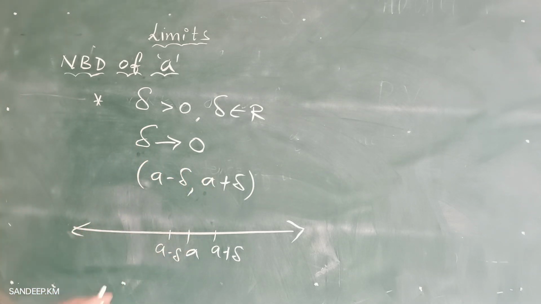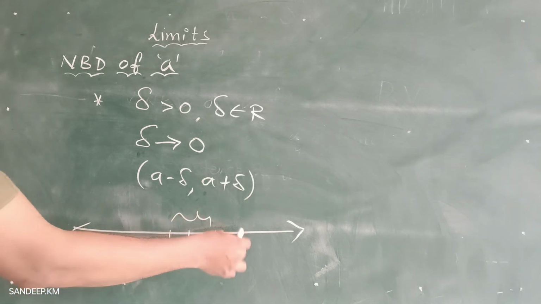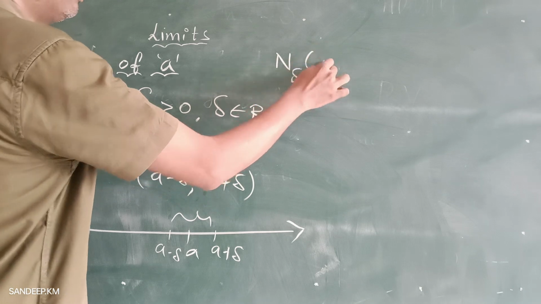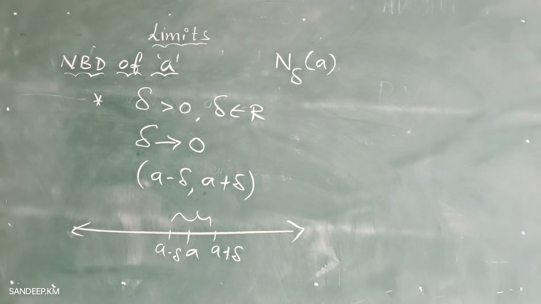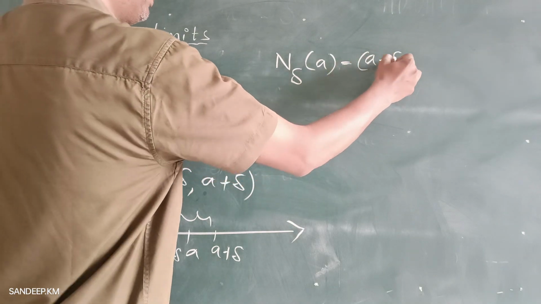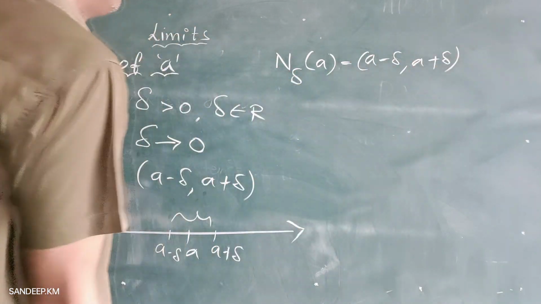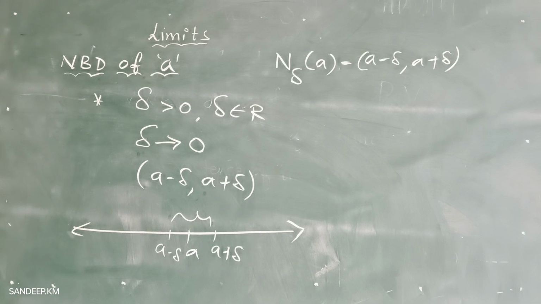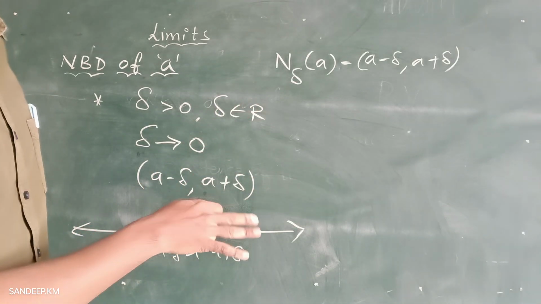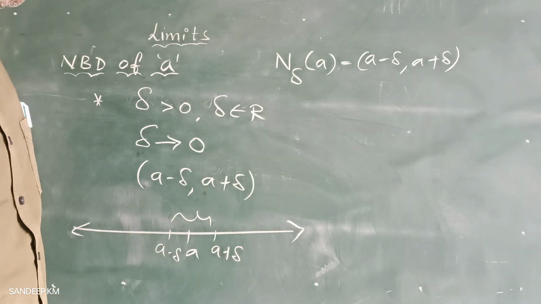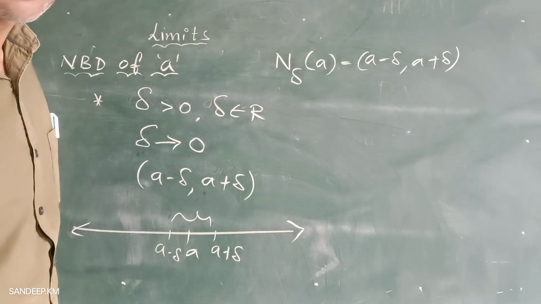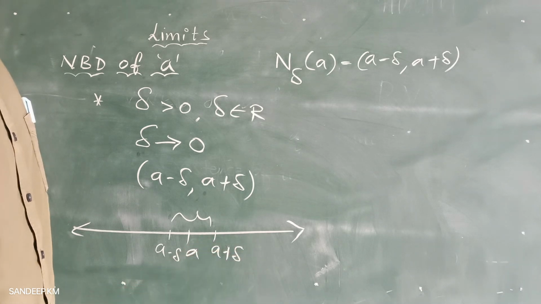Now this particular interval is called the neighborhood of a and it is denoted by N delta of a, which is the same as a minus delta comma a plus delta. So dear students, what is the significance of the neighborhood of a, we will learn when we discuss the limiting value of a function. But this is one of the smallest intervals in which the real number a lies.